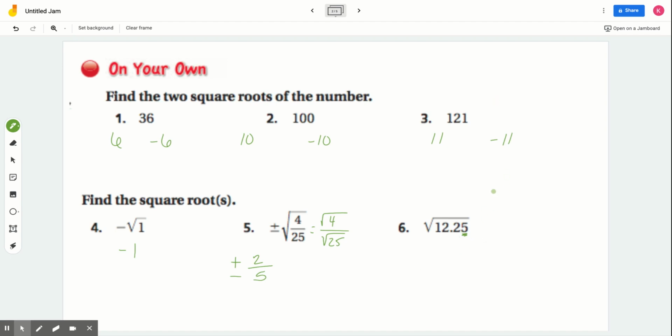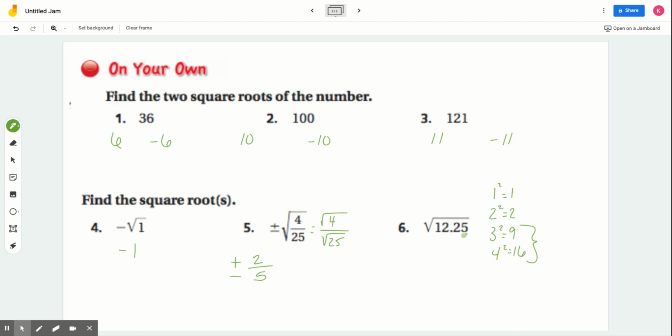When we're talking about our perfect squares, we know that 1 squared is 1, 2 squared is 4, 3 squared is 9, 4 squared is 16. So here we know that 12.25 comes between 9 and 16. So the square root must be between 3 and 4.